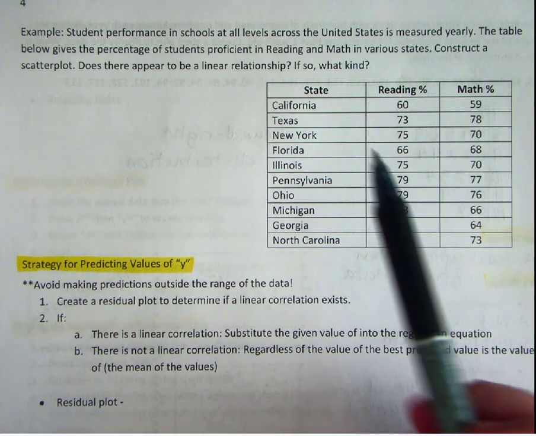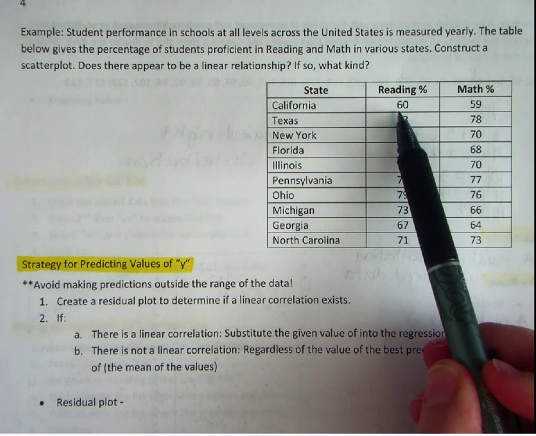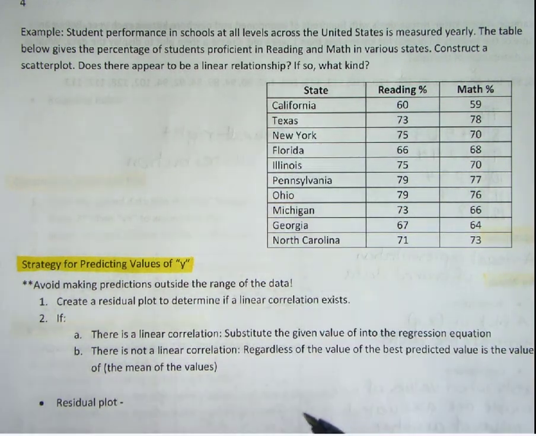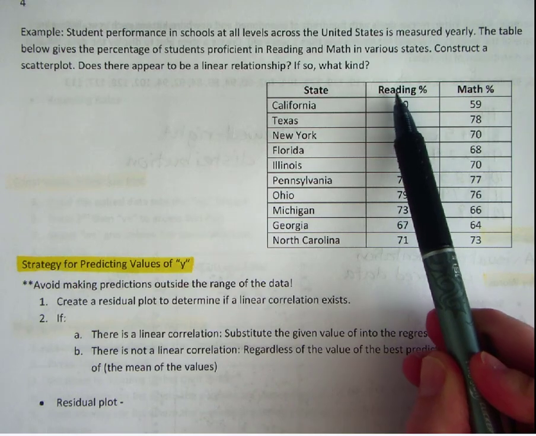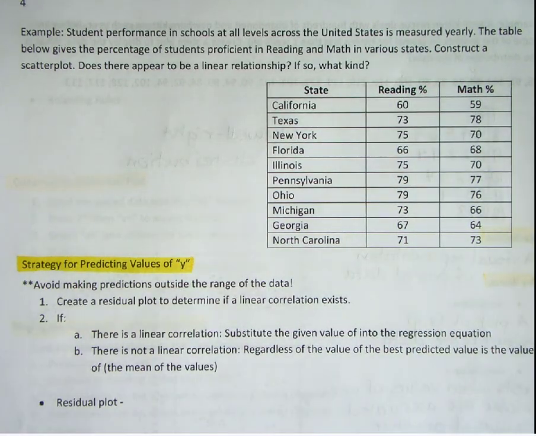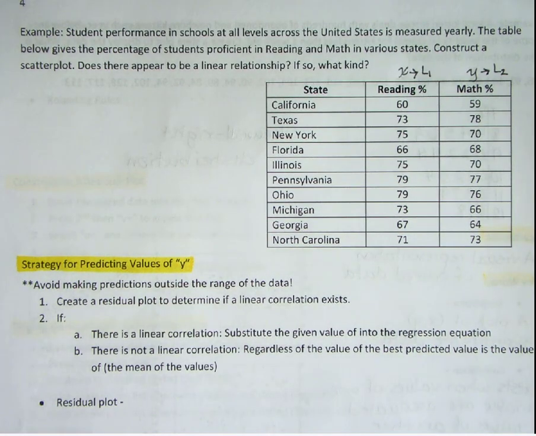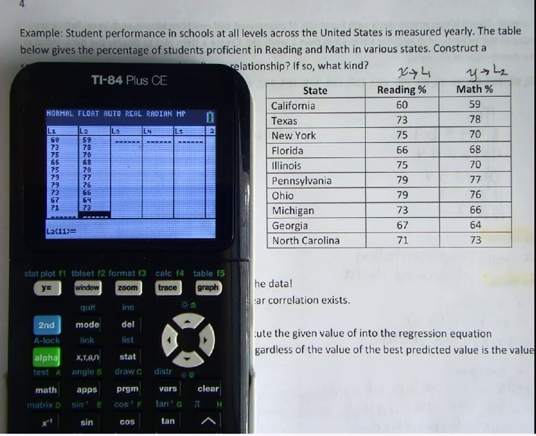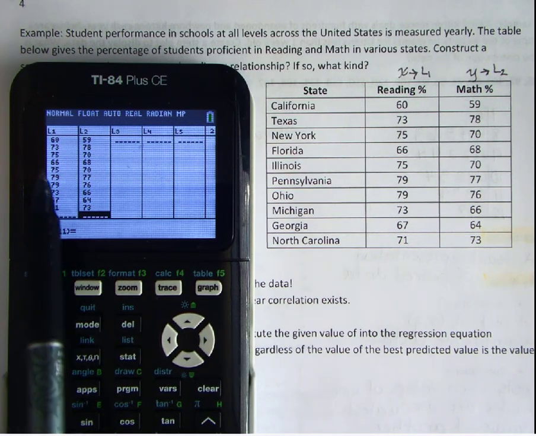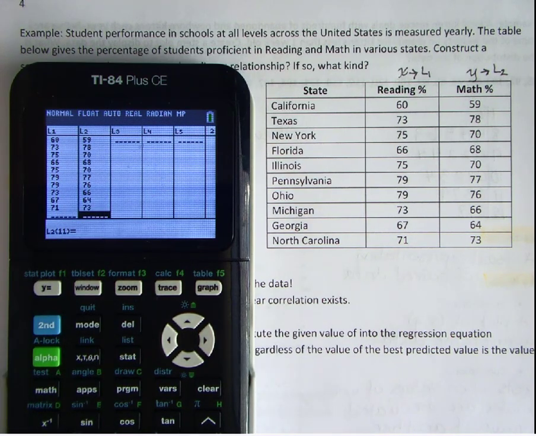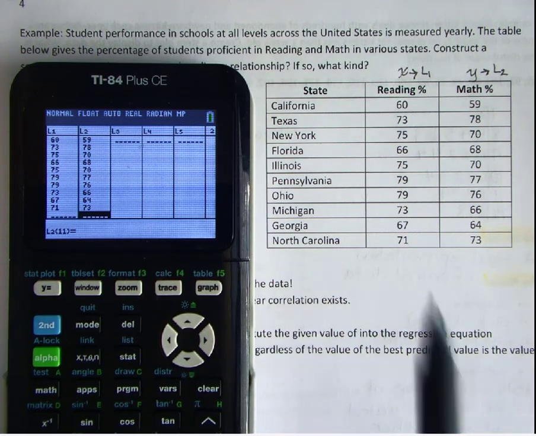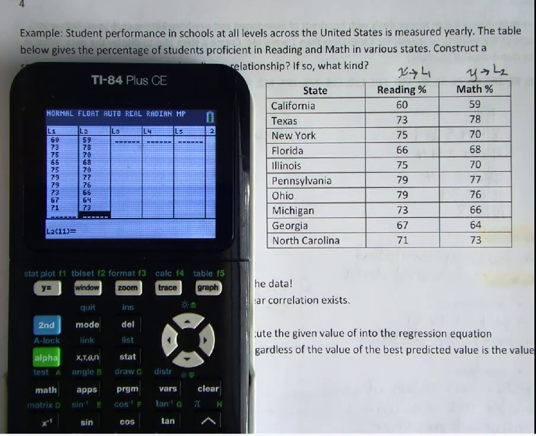This means that each point on our graph will represent an individual state, where the coordinates will represent the percentage for reading and math. You're going to first begin by entering all of the X values into list 1 and all of the Y values into list 2. It's important to note that you must make sure that your data is entered in the correct pairs, so that way each data point is plotted correctly.